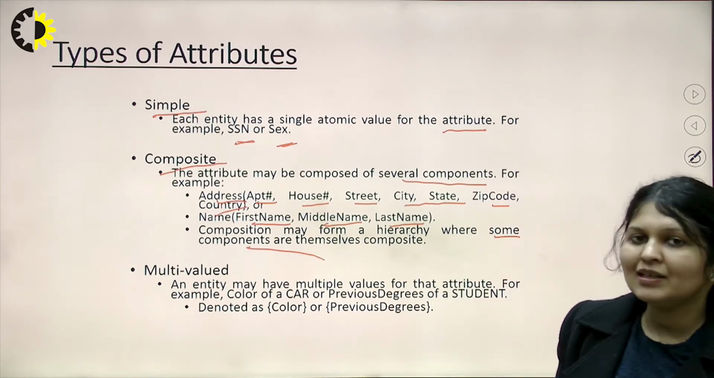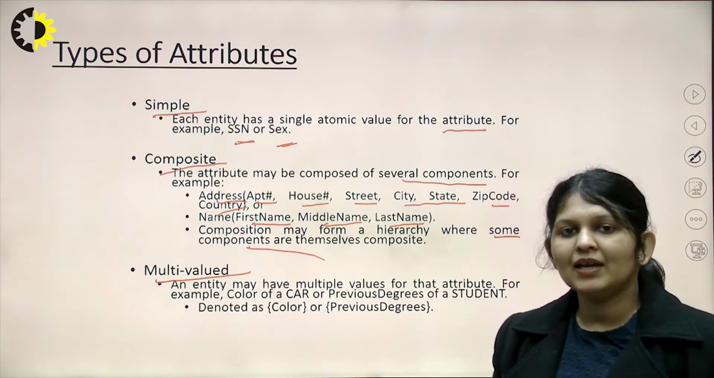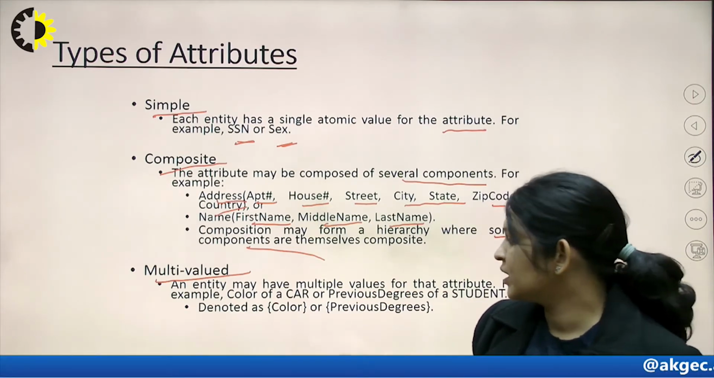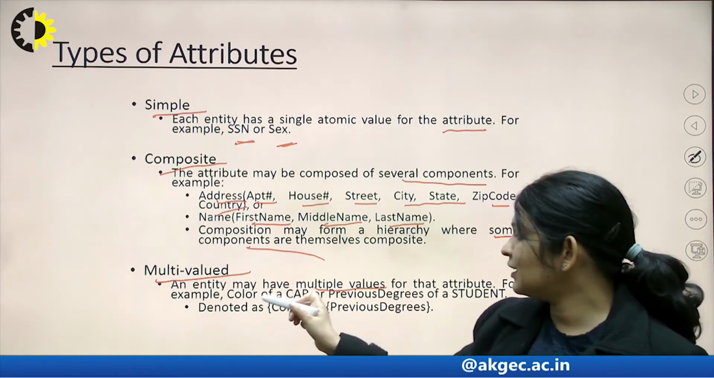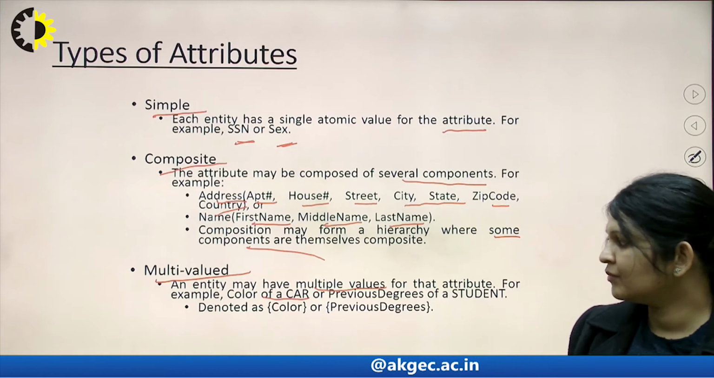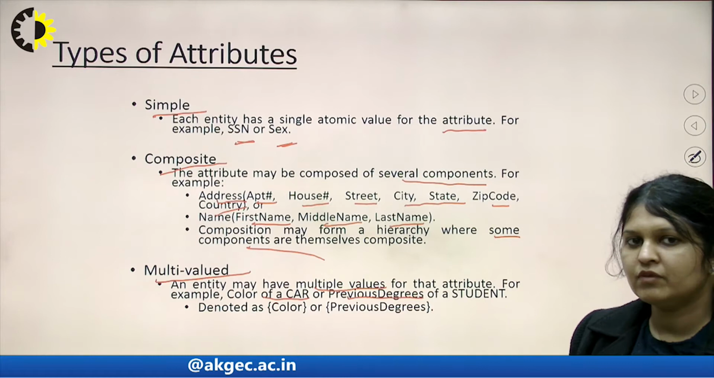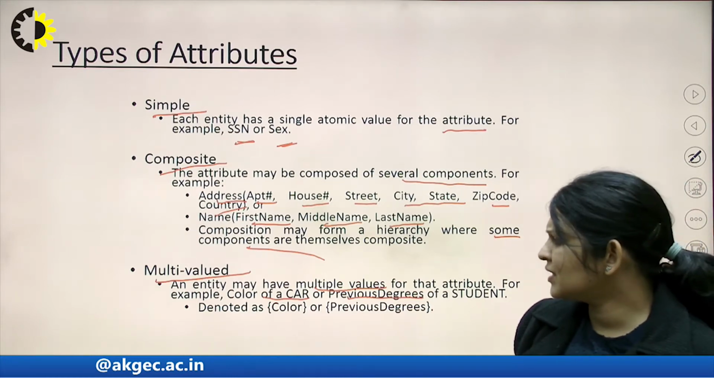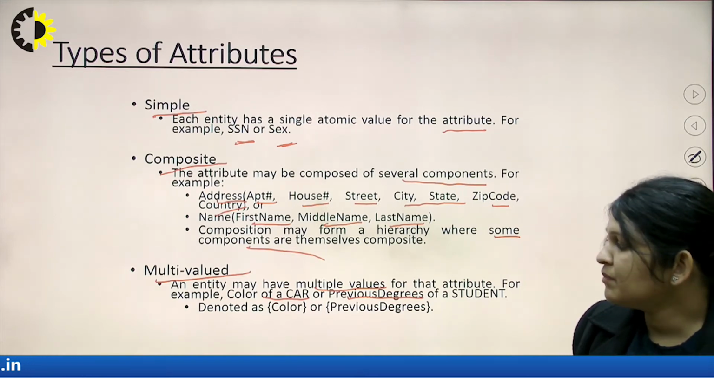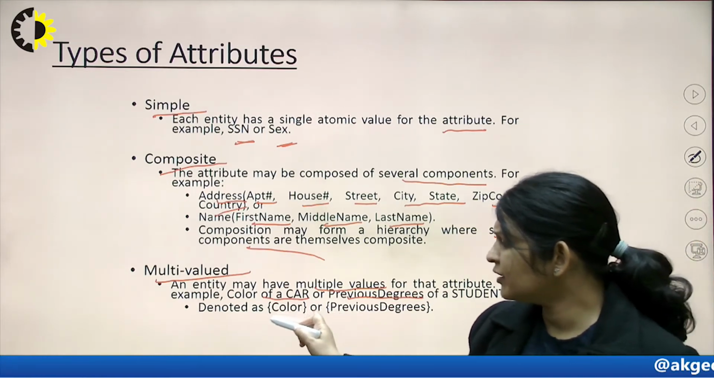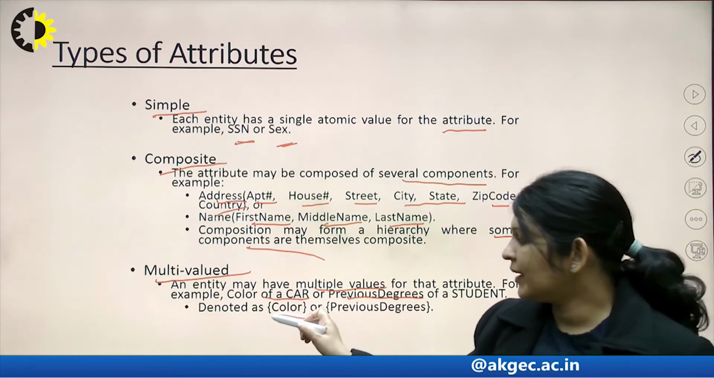Then the third category of attributes we have is the multi-valued attributes. Multi-valued attributes are attributes which can take more than one value. So they can have multiple values. For example, we can have the color of a car. It can take more than one value. Then previous degree of a student. Say the student has done various degrees, then it can also be more than one value. So they are multi-valued. And do remember that such kinds of attributes are represented using curly braces.